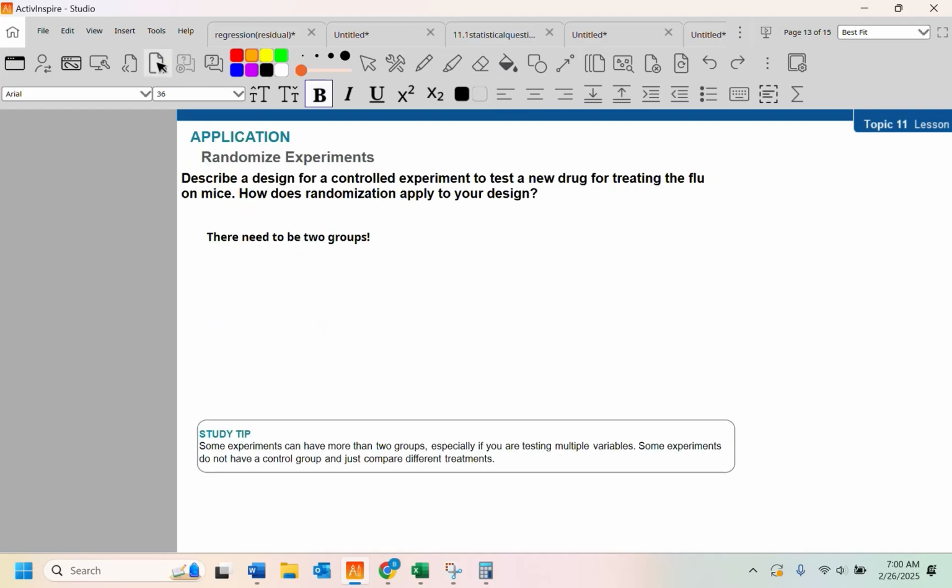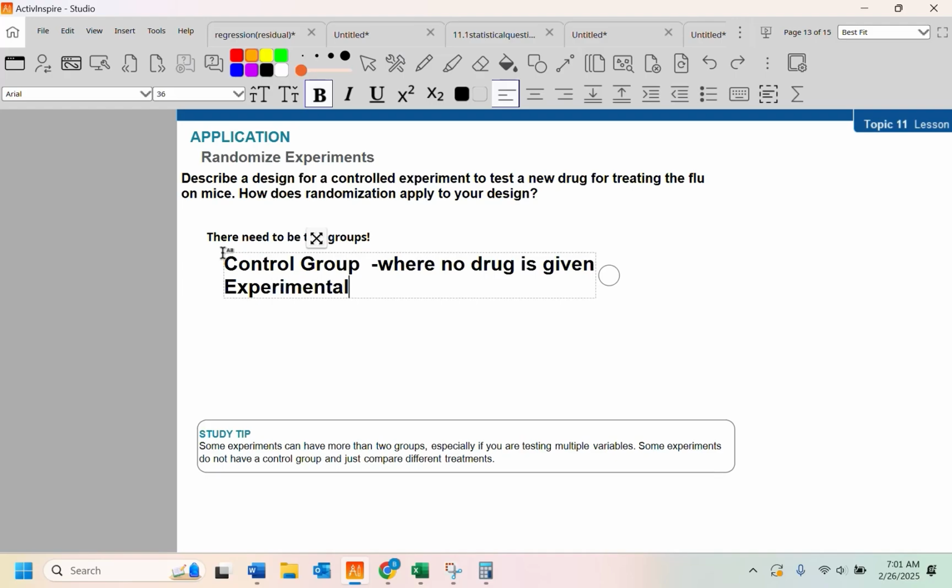All right, last thing is randomizing experiments. Describe a design for a controlled experiment to test a new drug for treating the flu in mice, because we would spend lots of money doing that. How does randomization apply to your design? Now, there needs to be two groups, and I've already kind of addressed this earlier with, I think, the gym problem. But there has to be a control group where no drug is given, and there has to be an experimental group. They are given the flu drug.